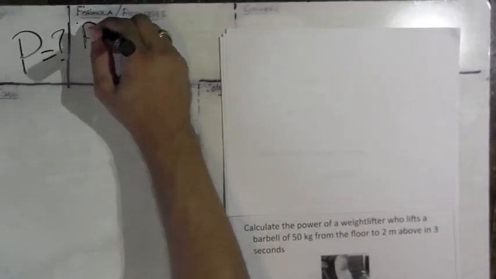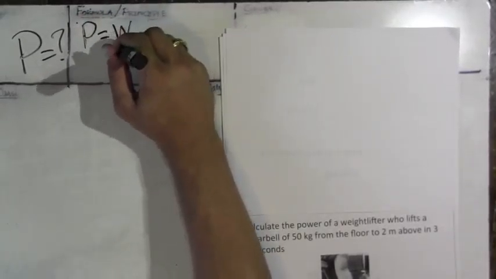All right, this question says calculate the power of a weightlifter who lifts a barbell from the floor to 2 meters above in 3 seconds. So we are looking for power, just capital P. And the formula that we have is power is equal to work divided by time.